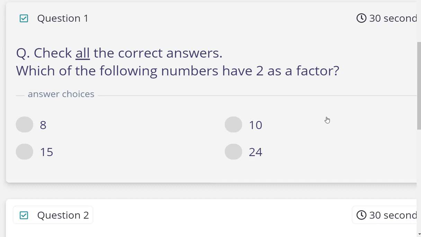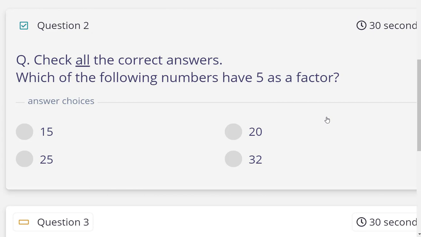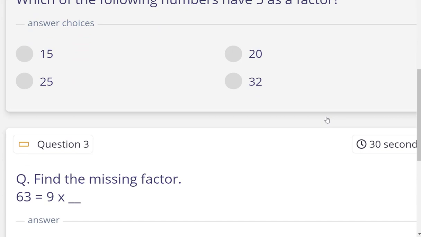And also in the second question, we may have more than one answer. Thamer? Yeah, I know the answer. Okay, which numbers have 5 as a factor? 15, yes. 20, yes. 5 and 25. So the only one we will not check here is 32, right? Right. Thank you. Okay, let's move to the next question.